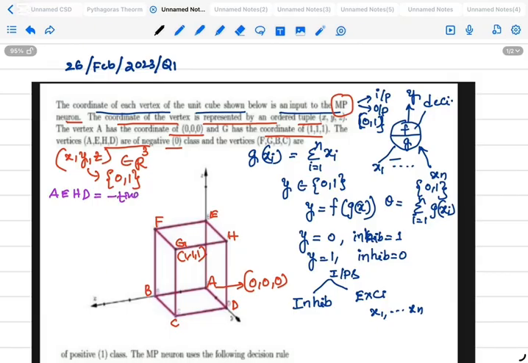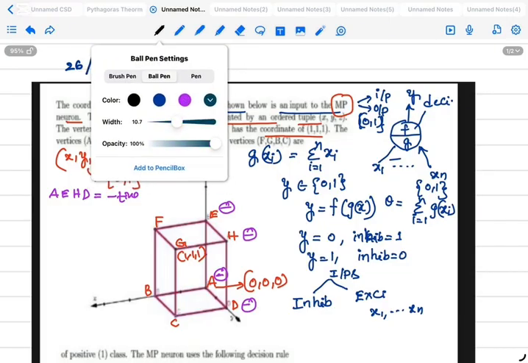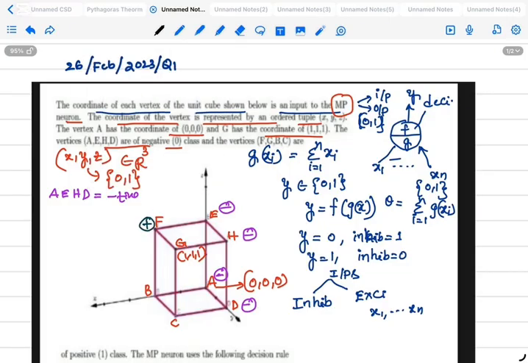So A is negative, E is also negative, H is also negative and D is also negative. The remaining ones are all positive vertices. So F, B, C and Z are positive.